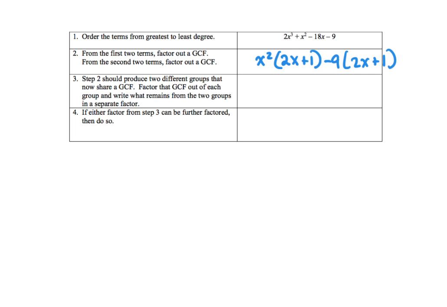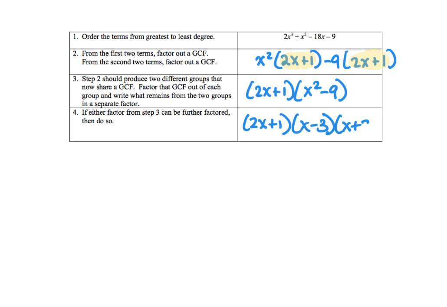Remember what I said, that if you've done this correctly, these pieces have to match perfectly, because the whole goal of grouping is to find a new GCF. So now I can factor out the 2x plus 1, and this becomes x squared minus 9. Now, as in all factoring problems, we always factor until prime. So if any of the factors can factor further, that's something I need to do. And you'll notice that this is the difference of squares, so that factors further. And there's my final factored form.